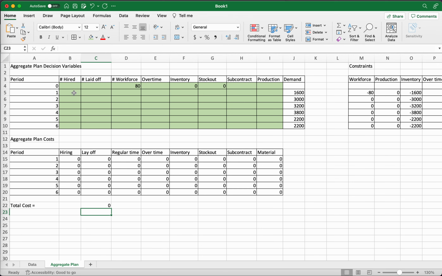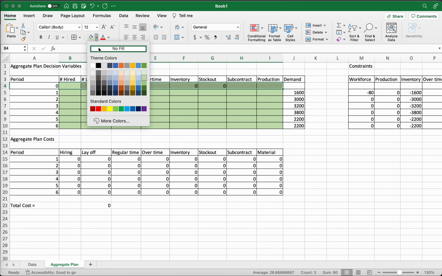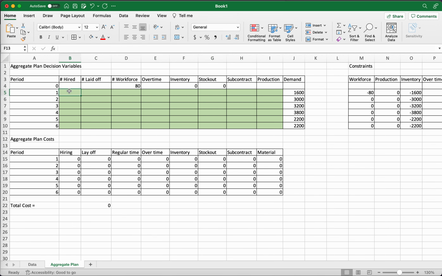Now, all of these numbers here are not decision variables, so let me get rid of that. All of these numbers here, these are your decision variables. This is what the linear program or solver is going to give us. But first we have to write our constraints.